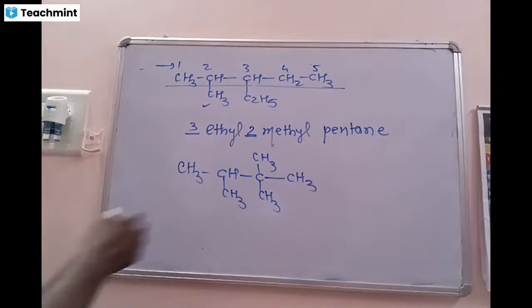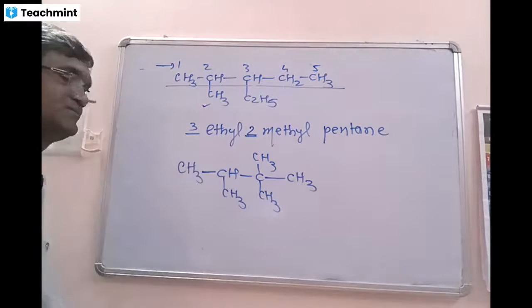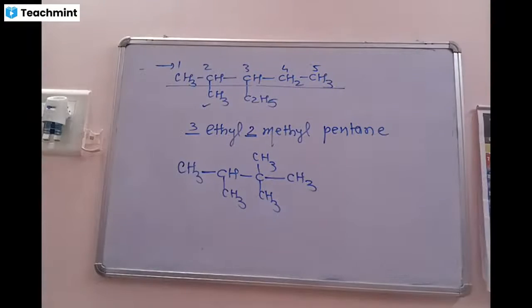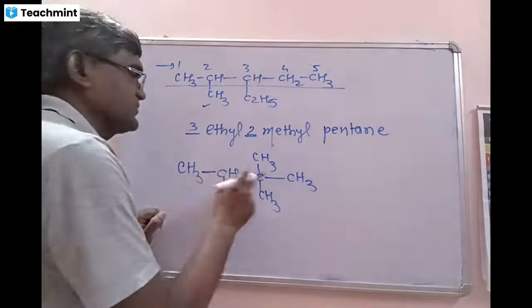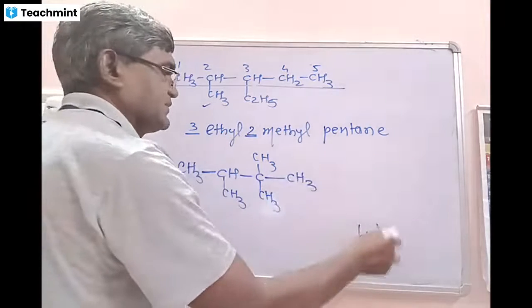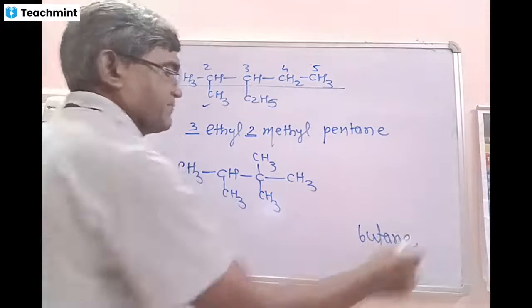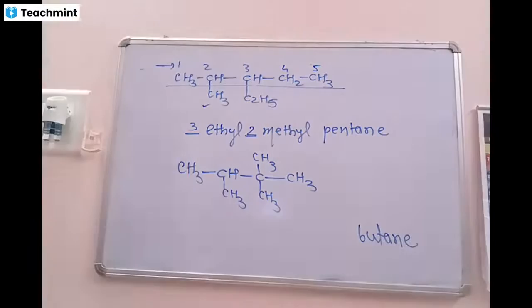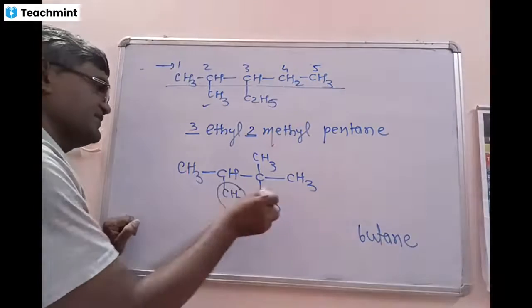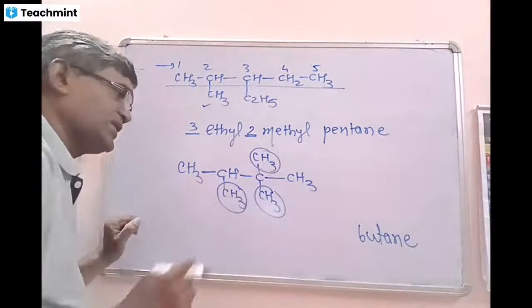Okay, select the longest chain. 4. Yeah, 4. So I have to write 1, 2, 3, 4, so I have to write butane. Then which groups are left? This one, and this one. All are similar.